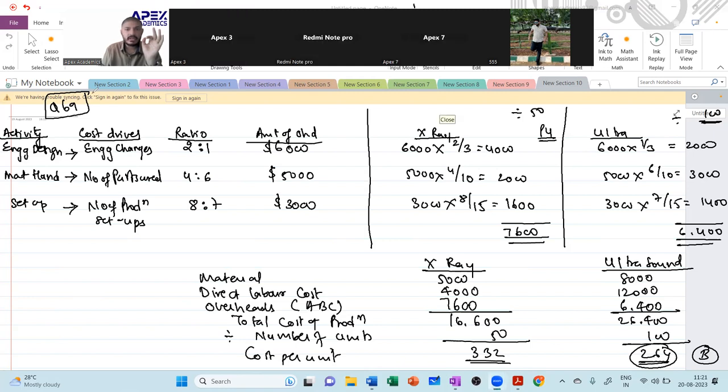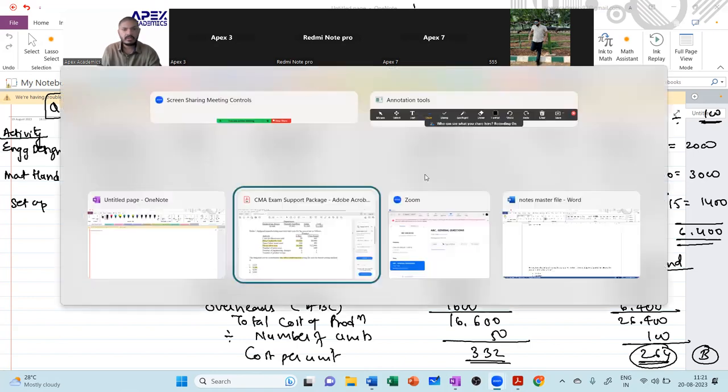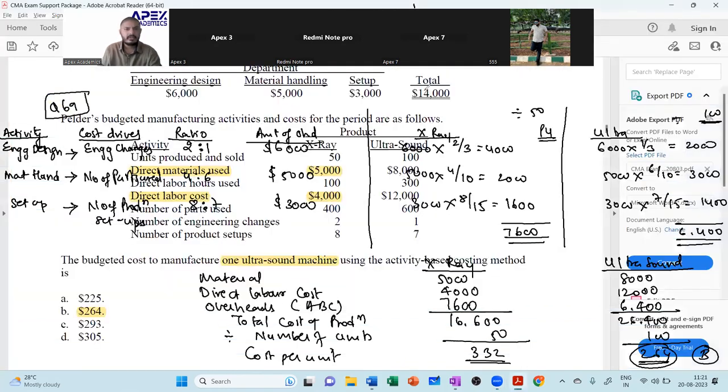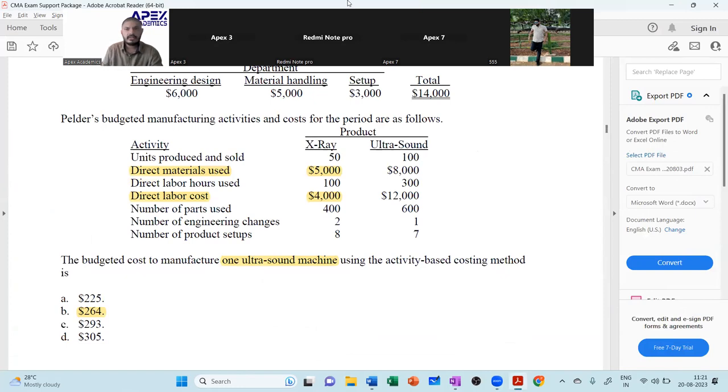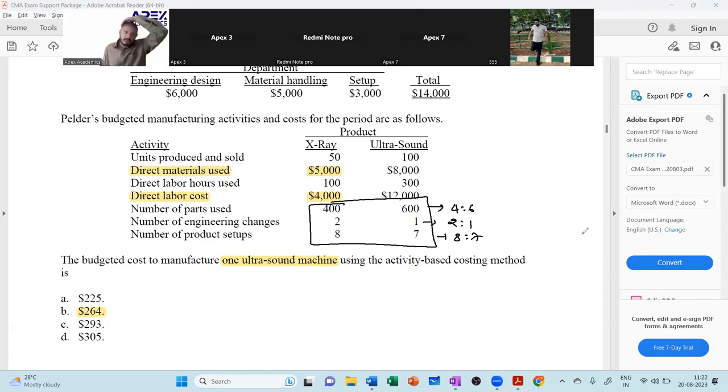Yes, sir, can you explain to me how the ratio scale works? Yeah, why not? Take a look over here. It's given to you in the question. What is the ratio of number of parts? 4:6. Number of engineering changes. What is the ratio? 2:1. Number of product setups. What is the ratio? 8:7. It's given to you right here. None of this has come out of my pocket. I have not done any calculation over here out of my pocket. Everything has been given to you. Am I clear about that? Right? Fair enough. So question number 69 is out of the way.